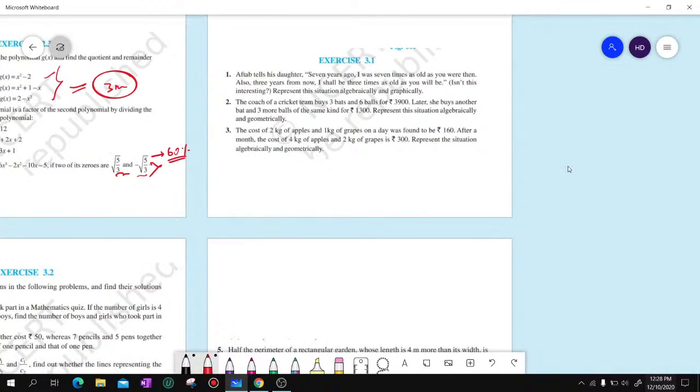From pair of equations: the cost of 2 kg of apple and 1 kg of grape on one day was 160, and after a month the cost of 4 kg of apple and 2 kg of grape is 300. So straight away there are two equations, and we have to solve and find the x and y values. The second question and third question may be asked for 2 marks or even for 1 mark, and the chance of asking those questions is 90%.